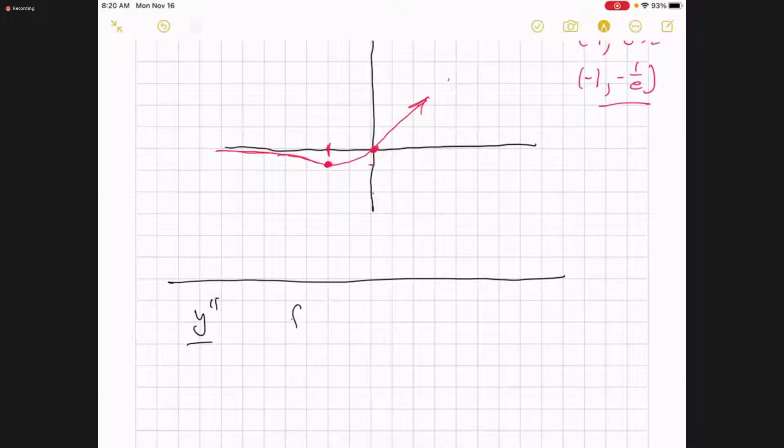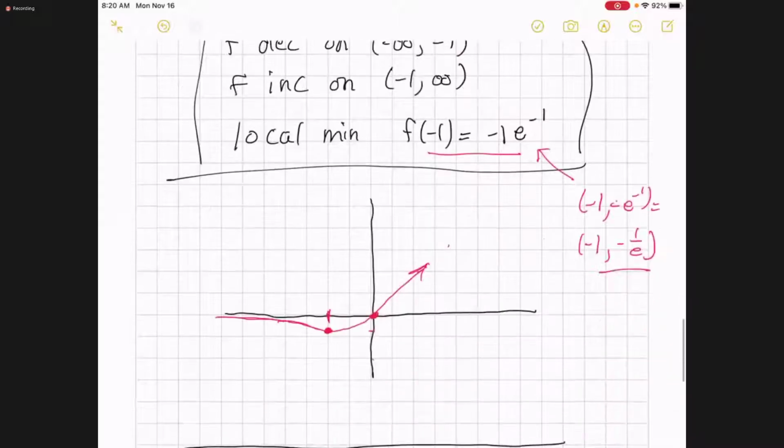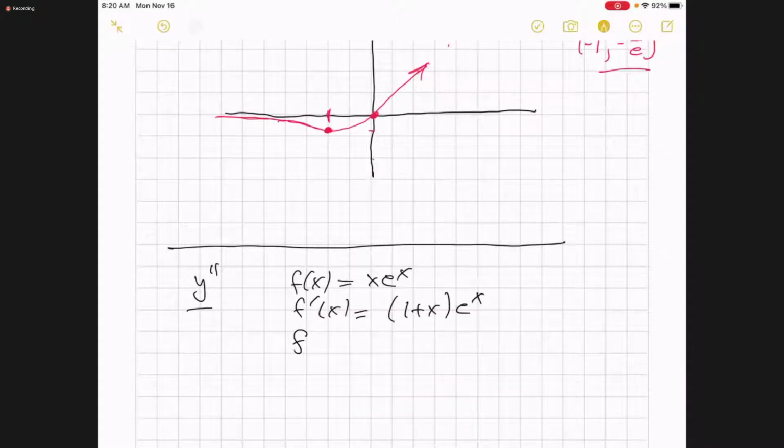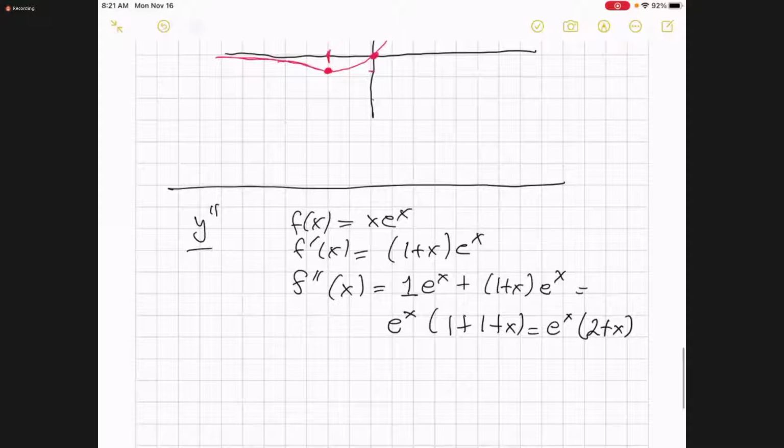Okay, let's see. So let me remember what the function was and remember what the derivative was. I think that was right. Yes, okay. And then I can get the second derivative. The derivative, okay, product rule again. Derivative of x plus 1 is 1 times e to the x plus 1 plus 1 times the derivative of e to the x, which is e to the x. So factor out e to the x. And there's the second derivative, okay.